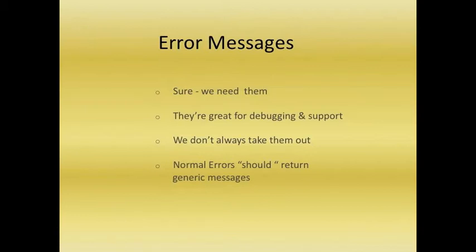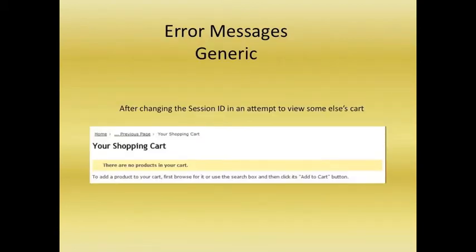The goal is to return a generic error, perhaps with a code that can provide the developer some insights on what conditions occurred to make the application fail. In this example, a very generic error message is provided. When the session ID was modified, and the application was presented with the situation where either no cart was found for that session ID or the user's permissions were not appropriate to view another user's cart, a generic error message is displayed. All the user knows is the cart is empty. No additional information that can be used to exploit the application has been provided.